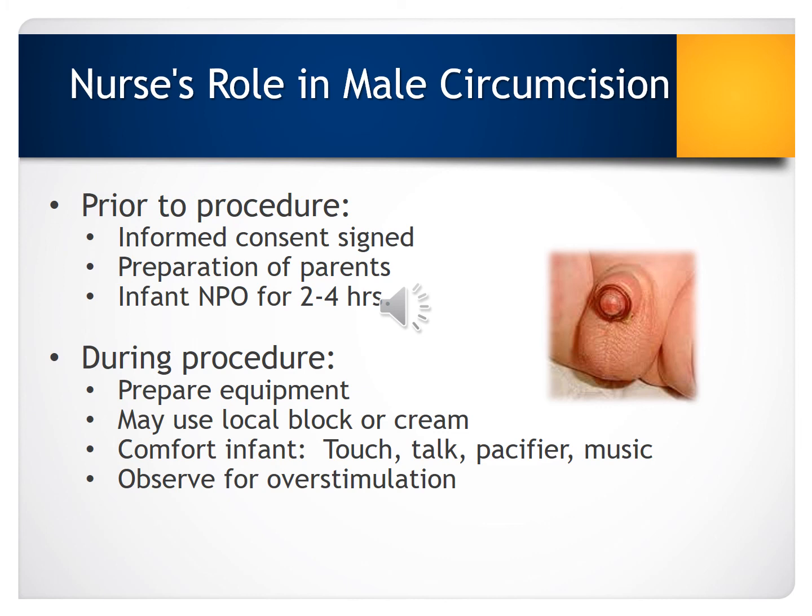And then the NPO for 2 to 4 hours is usually reserved for those males who are formula fed, because research has shown, evidence has shown that breastfeeding prior to a circumcision has some analgesic effects on the newborn, and so it can be used in conjunction with other preparations like local blocks or use of creams to numb the area.